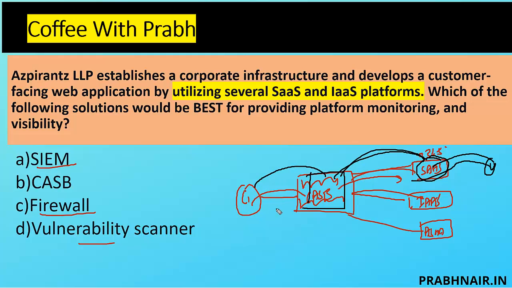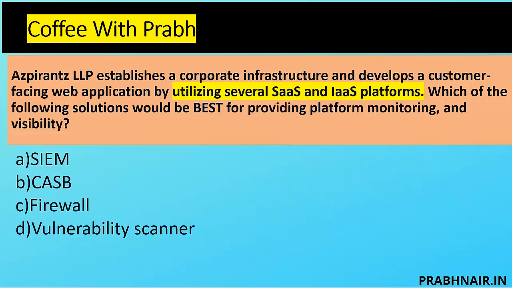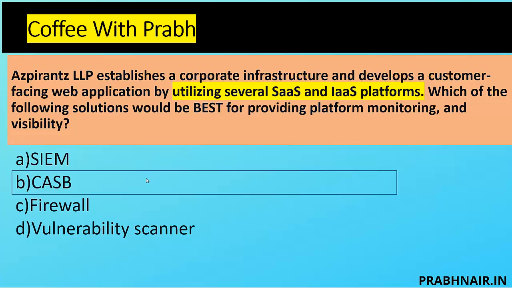In one single interface, I can see compliance issues, data breach issues, the number of disclosures, the number of activities, and the number of files the user tried to access. Everything can be checked in the CASB. That's why today CASB is used for cloud monitoring. That's why the answer is B. Okay, let's move to the next question.